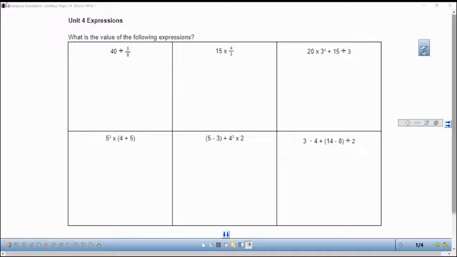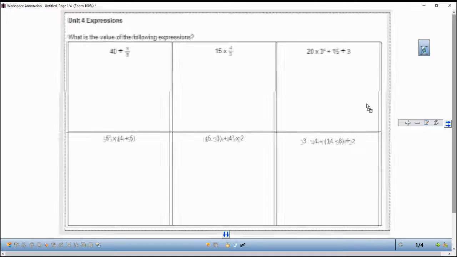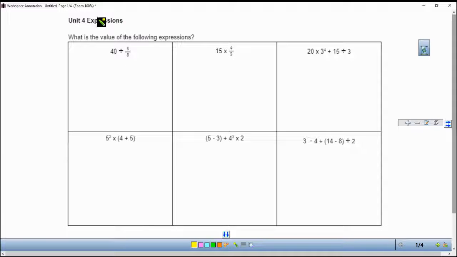Hello, boys and girls. Today we're going to be looking at expressions and reviewing expressions for the final exam. This is also a topic that comes up a lot in 7th grade, so this is going to be good practice for 7th grade as well. So make sure you're at the page that says Unit 4 Expressions.